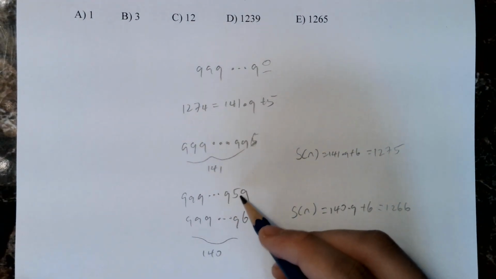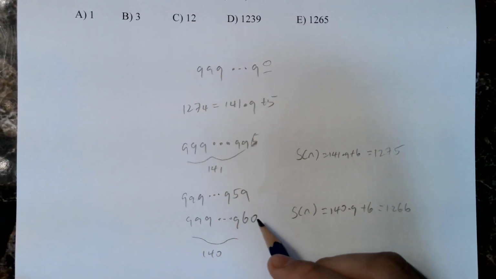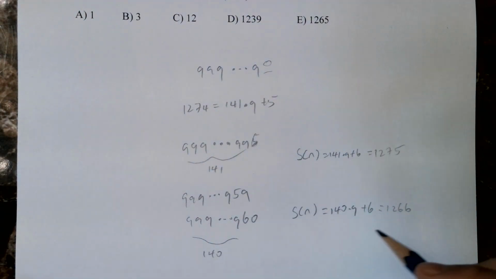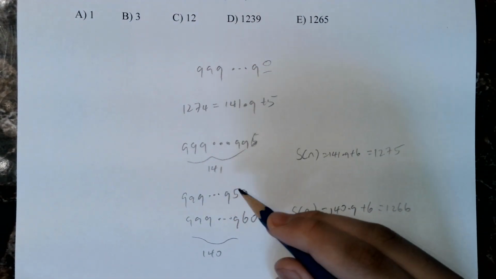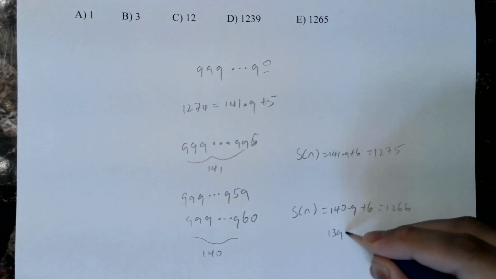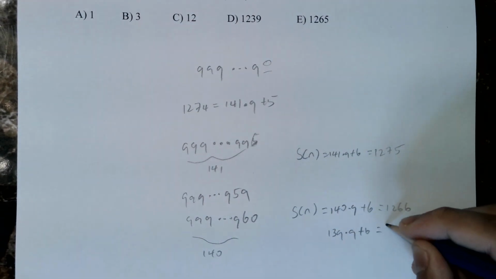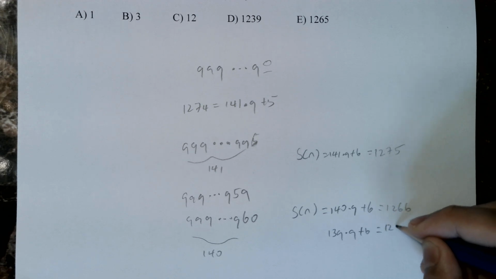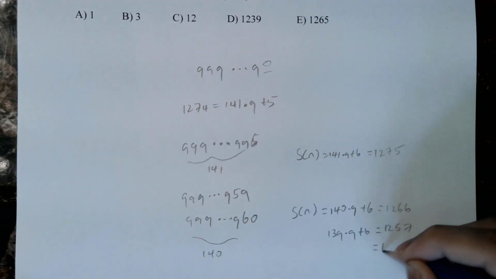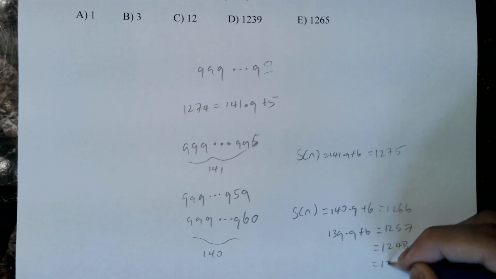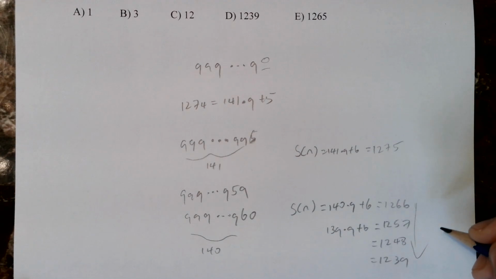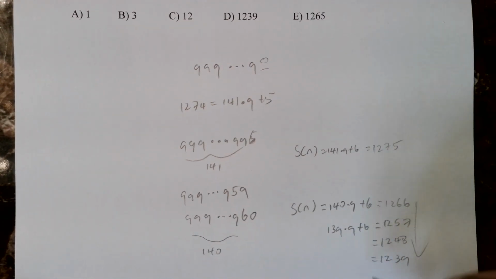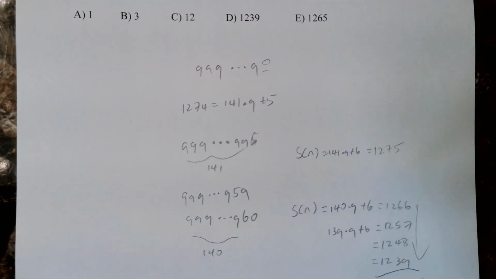Now, as you can see here, there's already starting to be a pattern. Whenever we move the 5 to a different place and we add 1, some of our 9s will get converted to a 0, and therefore we will lose a 9 for Sn. So the next Sn, if you have the 5 one digit place to the left, would be 139 times 9 plus 6, which should equal 1257, and then it would be 1248, and then 1239. Now we sort of have a pattern here: it just goes down by 9 every time.